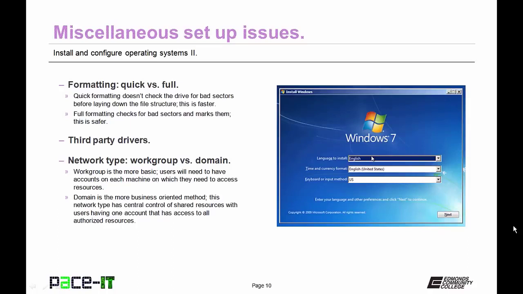You need to be aware that when setting up a system, you may need to have the third-party drivers on hand for any hardware that's installed in the machine. Then there is the type of network setup that you're going to have. It's going to be either workgroup or domain. The workgroup is the most basic. Users will need to have accounts on each machine that they need to have resources shared.